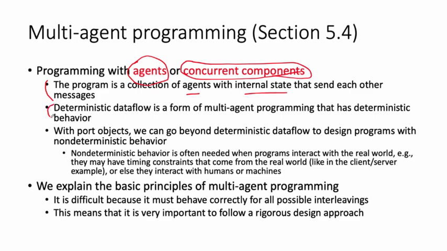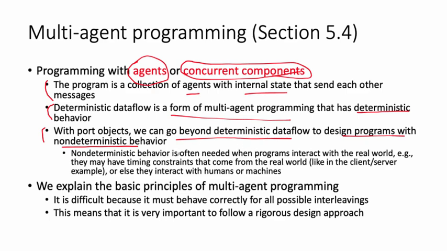Deterministic data flow, what we saw, is actually a restricted version of that. It's a form of multi-agent programming that is deterministic, okay? But in real bigger systems, you can't always make it deterministic. So in general, it can be non-deterministic. With port objects, we can go beyond deterministic data flow and design programs with non-deterministic behavior, okay?